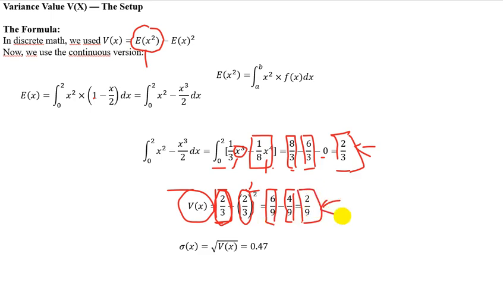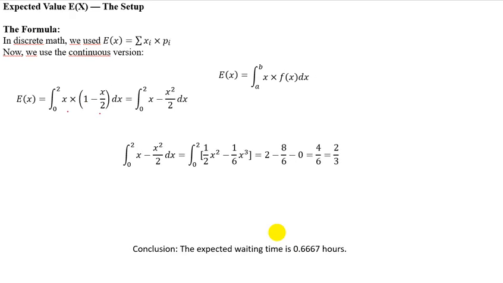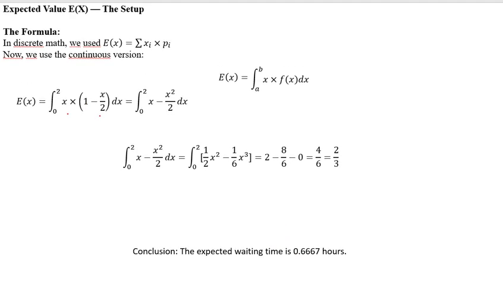This is the variance. We can find the standard deviation, which is the square root of the variance, and we got 0.47. And what does this 0.47 actually mean? We said we expect the waiting time for the technician to finish his task is 0.6667 hours. So with this standard deviation of 0.47, I can say that the expected value is 0.6667 with a margin of 0.47.